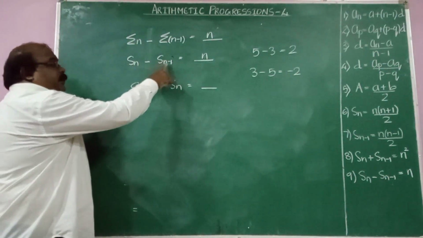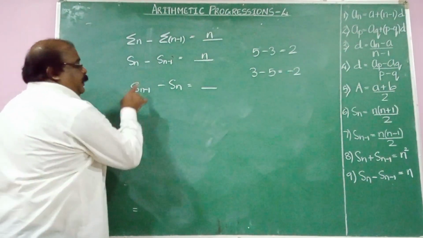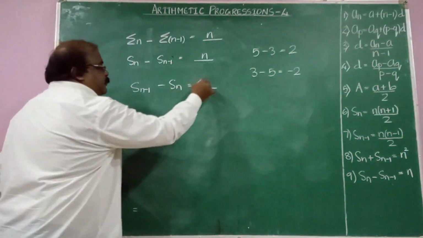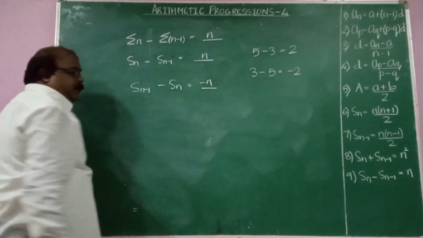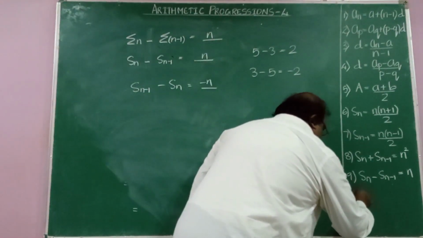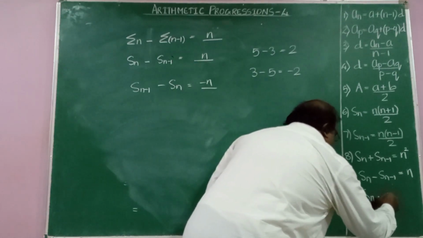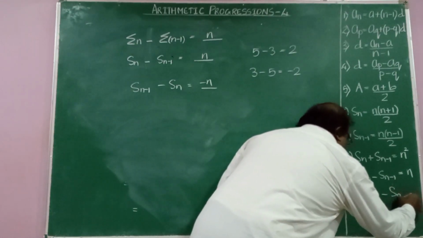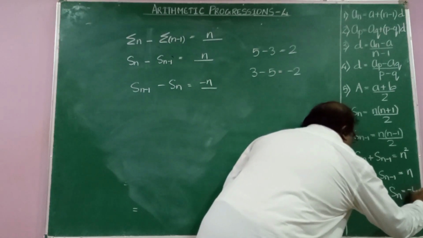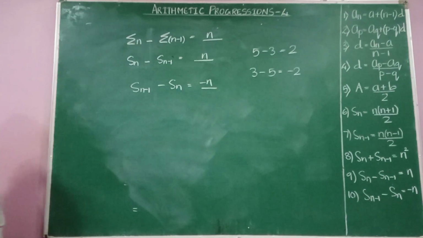Likewise, I know that Sn minus S(n-1) is equal to n. If I ask you what is S(n-1) minus Sn, your answer is minus n. Remember this as formula number 10. S(n-1) minus Sn is equal to minus n.